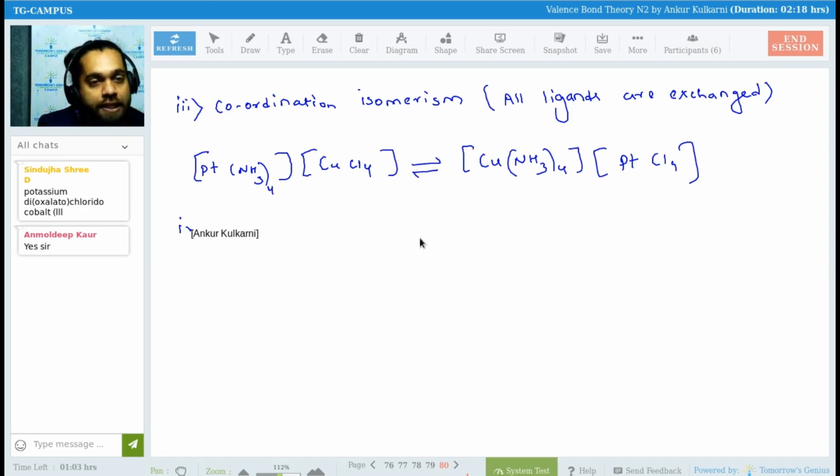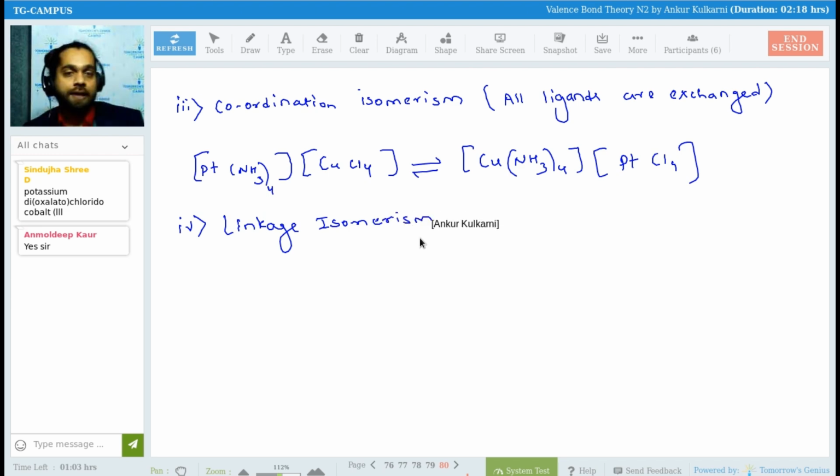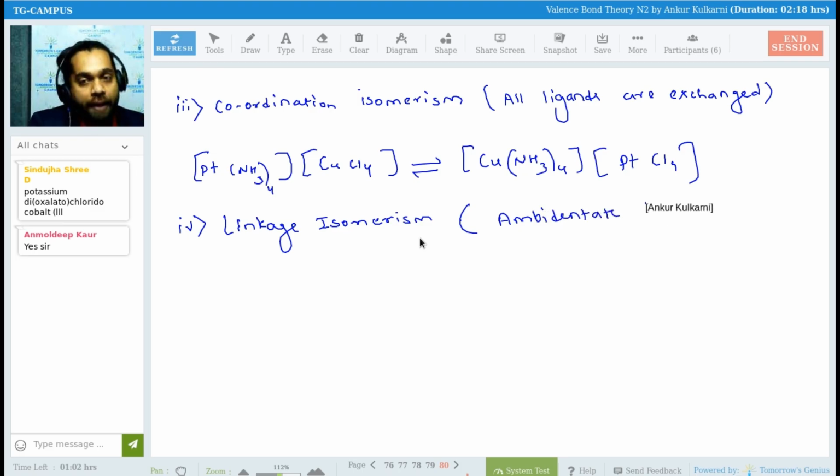Done. Then after coordination isomerism, we have something called linkage isomerism. Something related to linkage. Write down in the bracket: with the ambidentate ligands. I hope now everyone is clear with the ambidentate ligand. So what will happen over here? Everything will be the same, but the ambidentate ligand attachment would be different.